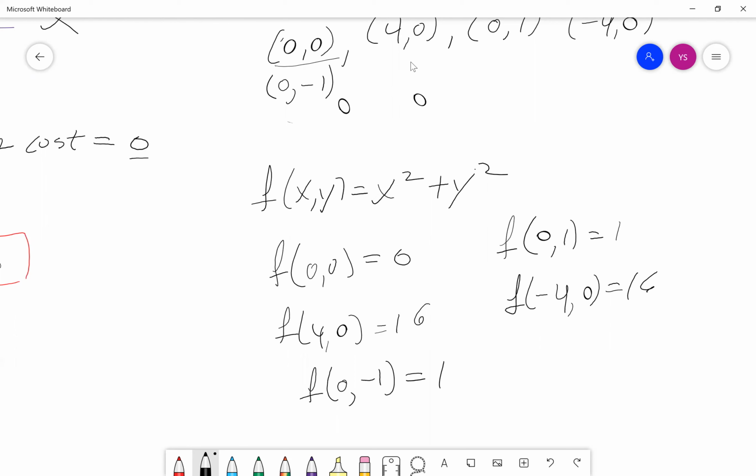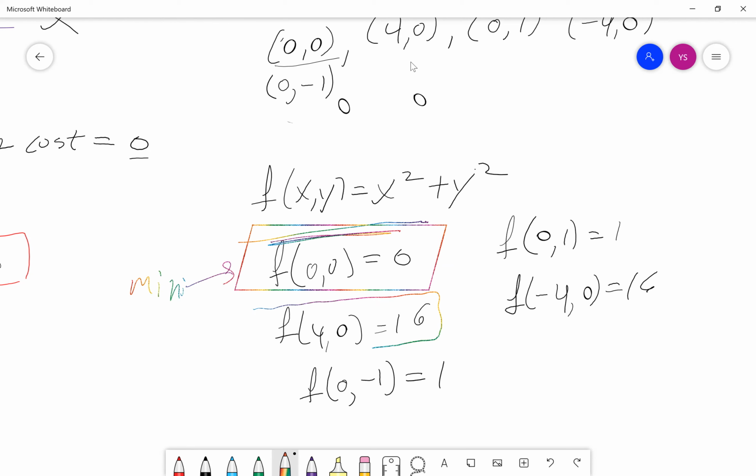So what are the lowest points here? This one is the lowest point here. This point over here is the lowest point. So it's the absolute min. What are the maxes here? This point over here, 16, and this point over here, 16. These are the maximums.